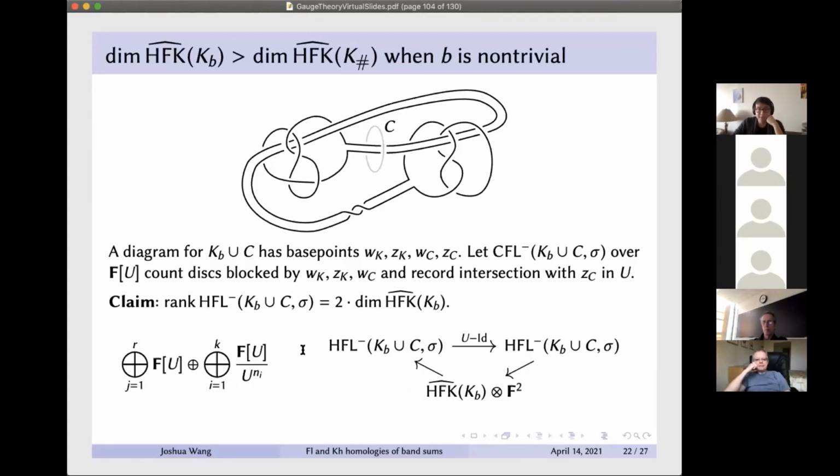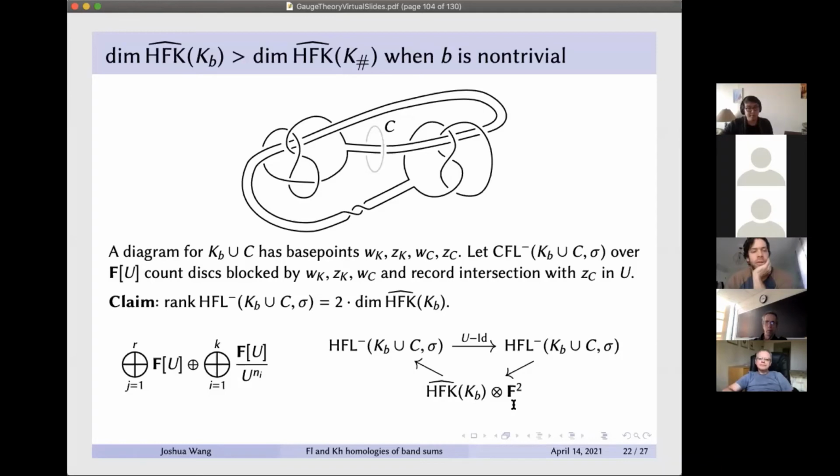But once you have this triangle, you obtain this claim just by using the structure theorem. So you observe that U minus the identity is an isomorphism on a U-torsion tower, whereas on an infinite U tower, U minus the identity is injective, but has a dimension 1 cokernel. So each infinite U tower corresponds to a dimension of this vector space down here.